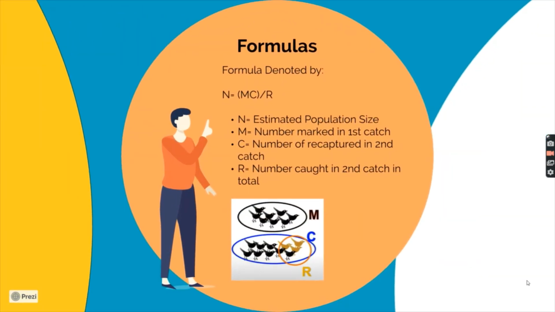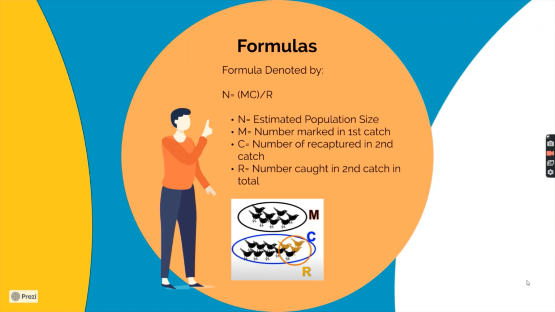And so first we have to take a look at the formula that is involved in this. The simple version of it is that it's denoted by N equals MC over R. N stands for what we're trying to find, which is the estimated population size in this forest. M is the number of marked animals in the first catch that we tag. C is the number of recaptured animals in the second catch. And R is the total number of animals caught in the second catch.